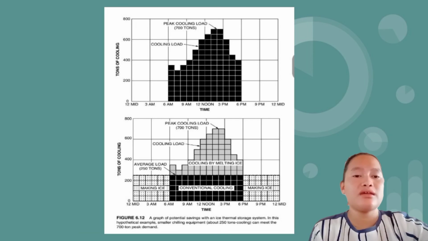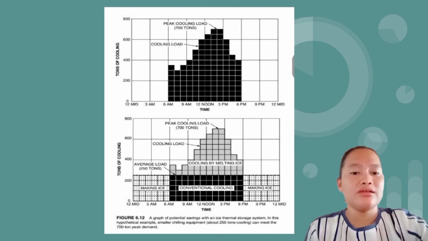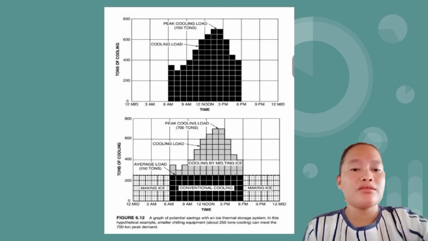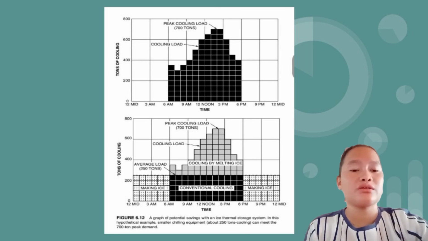As you can see in the graph, it is a graph of potential savings with an ice thermal storage system. In this hypothetical example, smaller chilling equipment, about 250 tons of cooling, can meet the 700 tons peak demand.